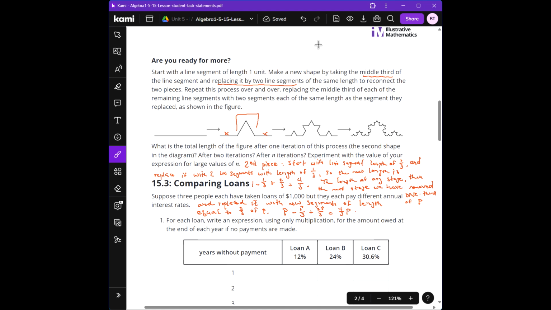And so we pick up a factor of 4/3 every time. What this means is we have (4/3) to the n, where n is how many times we do this replacement.